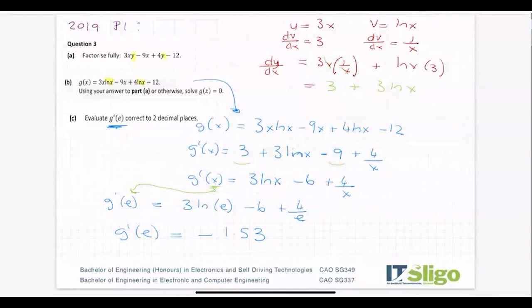Okay, there's a little step in the middle that you could do in that ln of e here is the number 1. So this could be written as 3 minus 6, so minus 3 plus 4 over e, if you wanted to simplify it before putting it in.